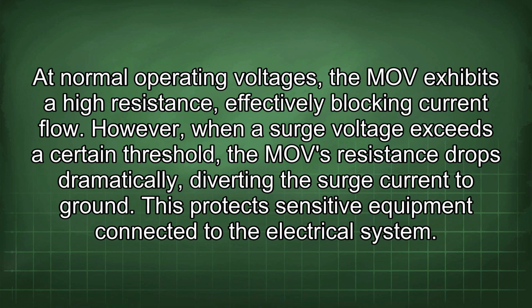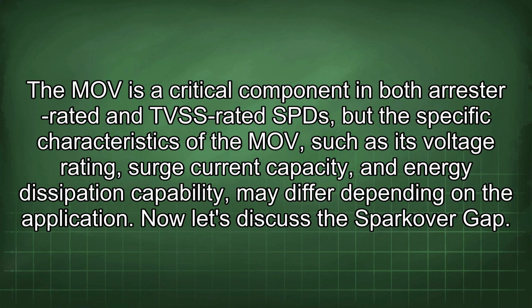At normal operating voltages, the MOV exhibits a high resistance, effectively blocking current flow. However, when a surge voltage exceeds a certain threshold, the MOV resistance drops dramatically, diverting the surge current to ground. This protects sensitive equipment connected to the electrical system. The MOV is a critical component in both arrestor-rated and TVSS-rated SPDs, but the specific characteristics of the MOV, such as its voltage rating, surge current capacity, and energy dissipation capability, may differ depending on the application.